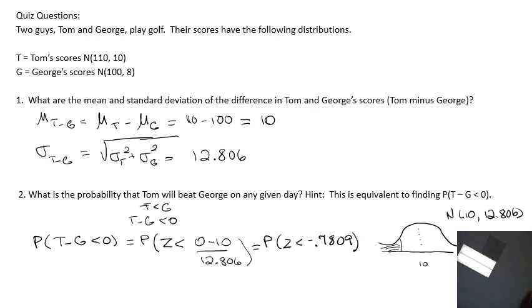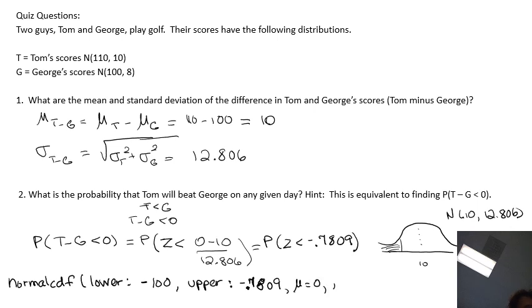So I'm looking for the probability of a z that is less than negative 0.7809. So again, I'm using my normal CDF function, except this time I want my value to be less than, so I want my lower value to be negative 100 perhaps. My upper to be negative 0.7809. My mean is 0. My standard deviation is 1 for z-scores.